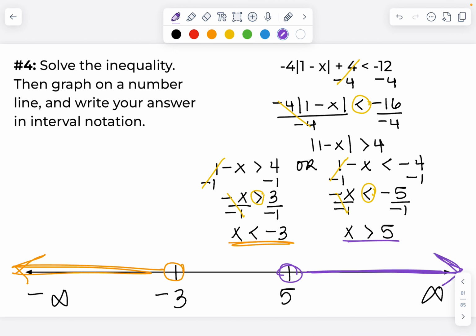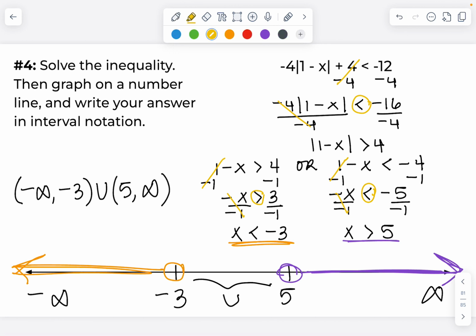So again, because it's an or, it's where either one of them exists. So anywhere that is covered is part of my answer. So my answer is going to be negative infinity, comma, negative 3. Again, I've got a jump here. So this is going to be my union. 5 to infinity. And that is my answer for this one. Because again, I'm existing anywhere either that orange or that purple inequalities exist on my number line.